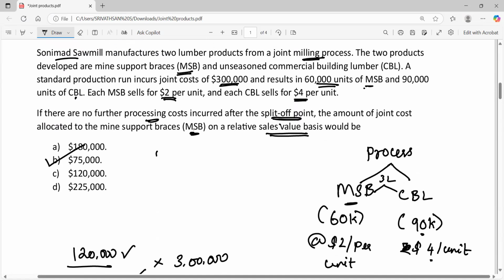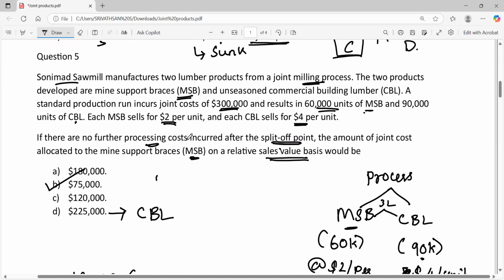And what is the remaining amount? From 3 lakh, 75,000 is allocated to MSB. We are left with 2 lakh 25,000. The 2 lakh 25,000 should be allocated to CBL. So this is how the joint cost should be allocated between the joint products using relative sales value basis.